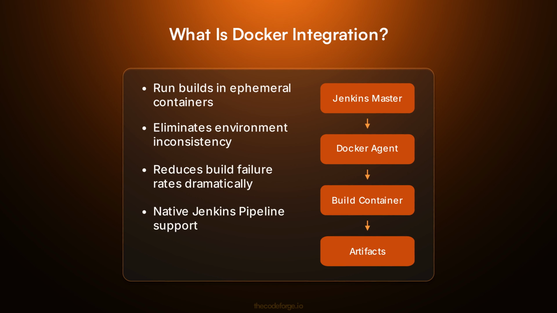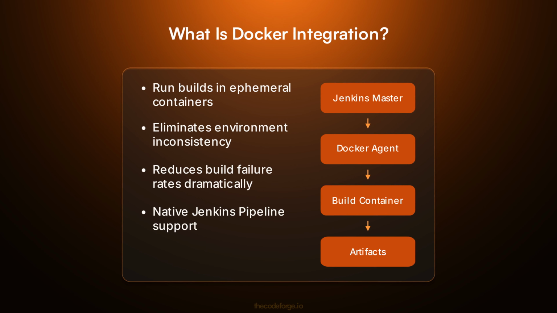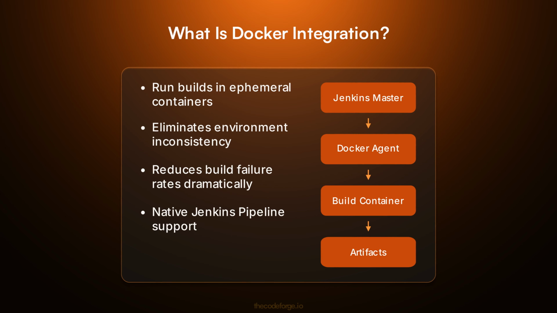Jenkins Docker integration allows you to run pipeline steps inside Docker containers. Instead of relying on long-lived build agents, Jenkins spins up a container on demand, executes the build, and destroys it. This provides a clean, isolated environment for each build, eliminating the "works on my machine" problem and preventing resource leaks.